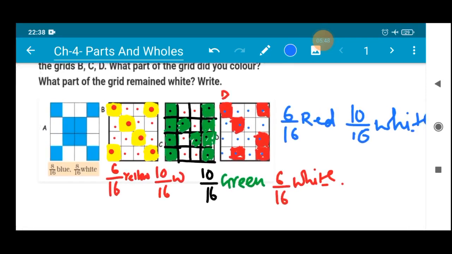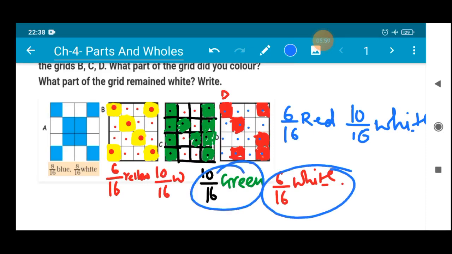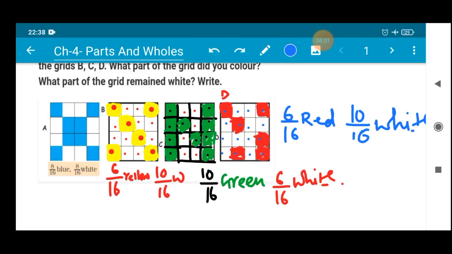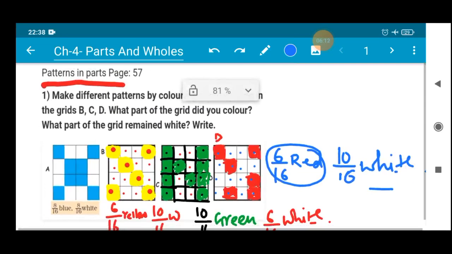I have already told you, whenever you are drawing the pattern, it's not that you have to follow the same pattern which I have drawn. You can make any pattern, and the writing part should be done. That is, what part you are coloring and what part is remaining should be written in fractional form. Okay, so with this we are over with question number 1 of page number 57.